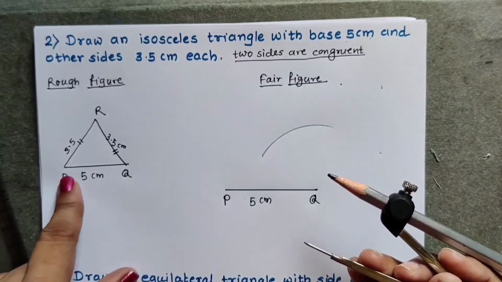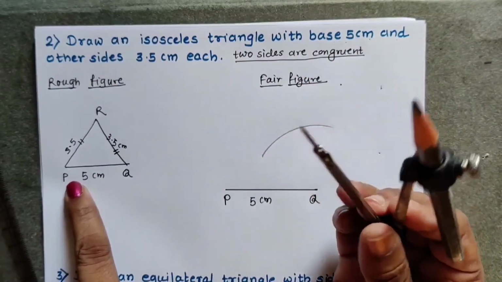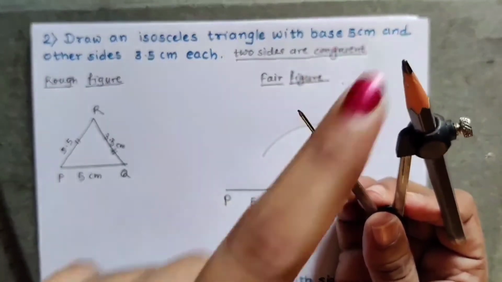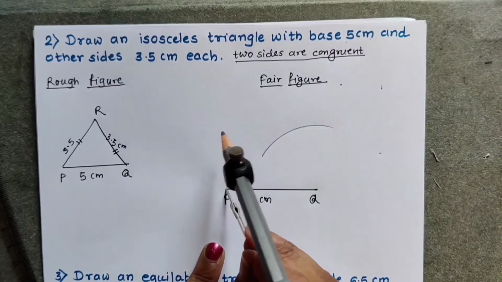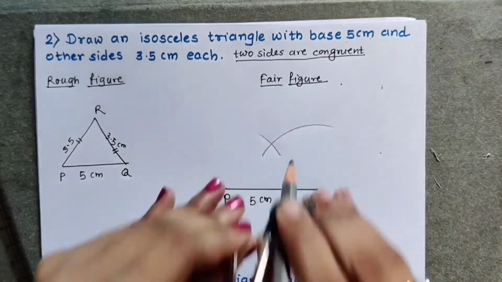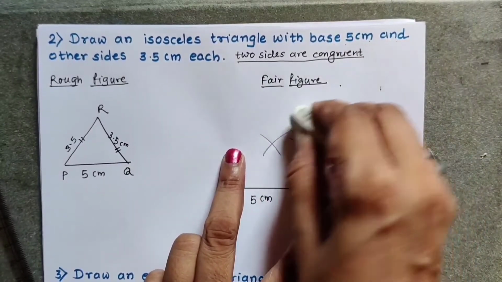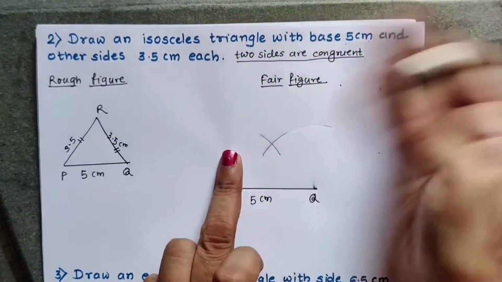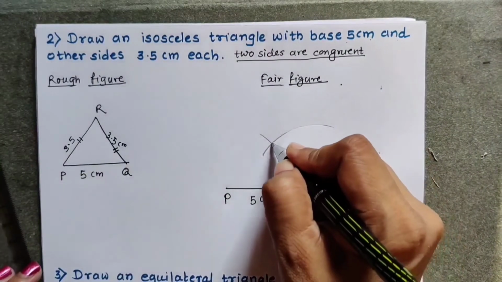Now as this is an isosceles triangle, the second side is also of 3.5. So we don't need to change the distance between these 2 points of the compass. Now we can draw the second arc from point Q like this. You can rub out the extra portion, and this way we have fixed the position of point R here.